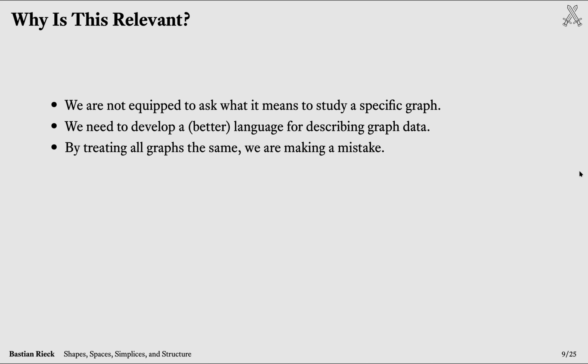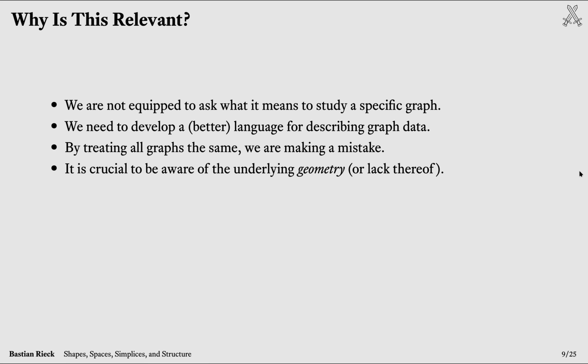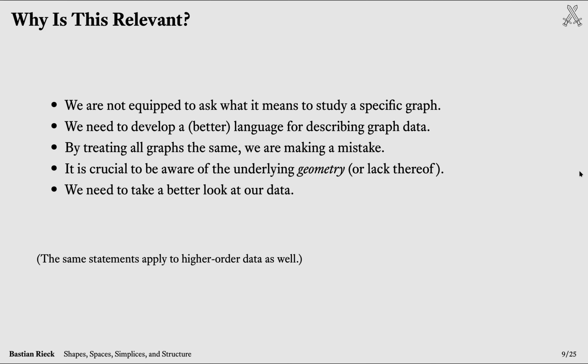representation learning. And representation learning also means that we ask ourselves what properties the underlying representation has. And so I believe that it's critical and crucial to be aware of the underlying geometry or the lack thereof, of course. So in any case, we need to take a better look at our data to understand how to build better representation learning models. Now, this not only applies to graphs, this also applies to higher order data as well. We'll arrive at that at some point. But even for graphs, it's definitely already a problem.